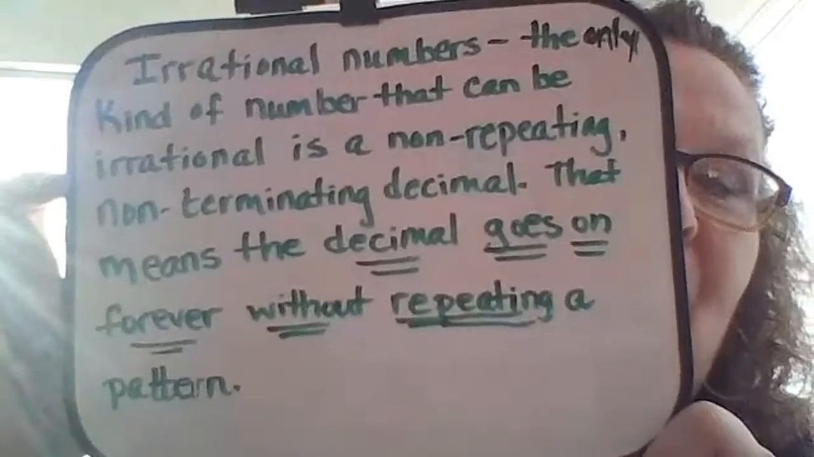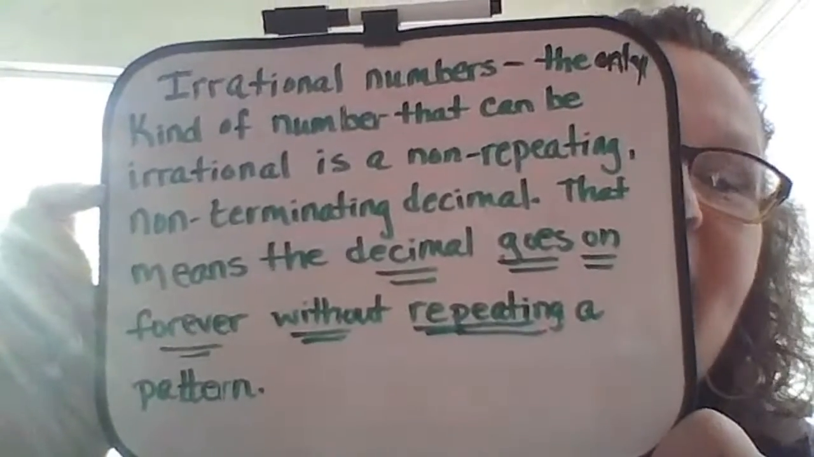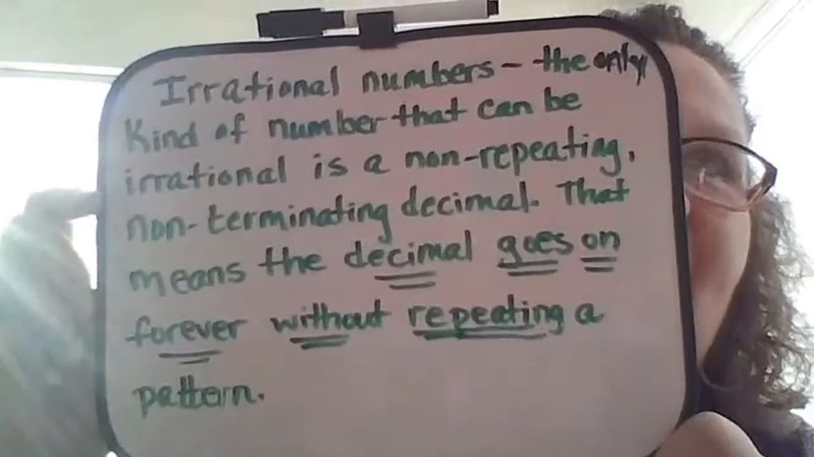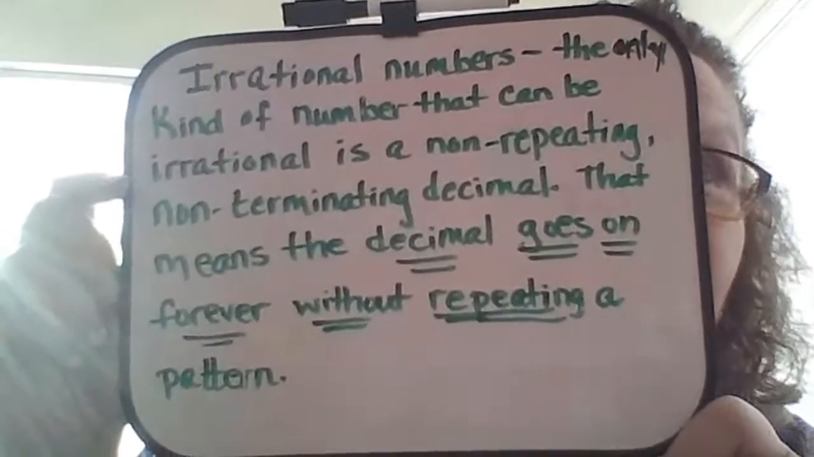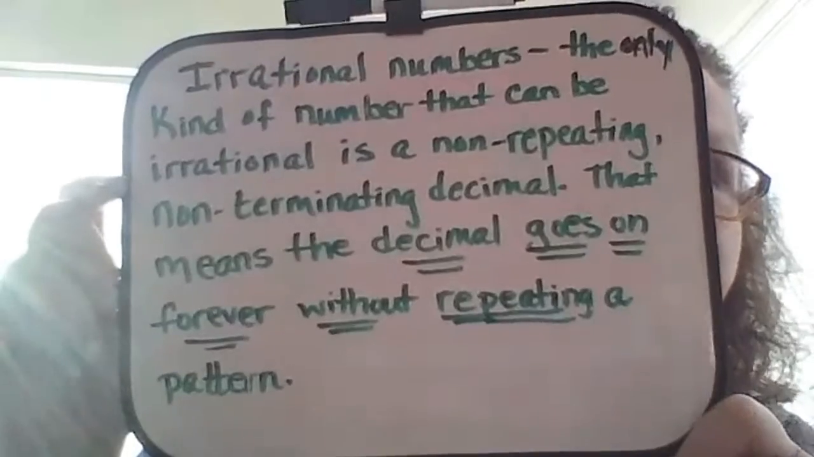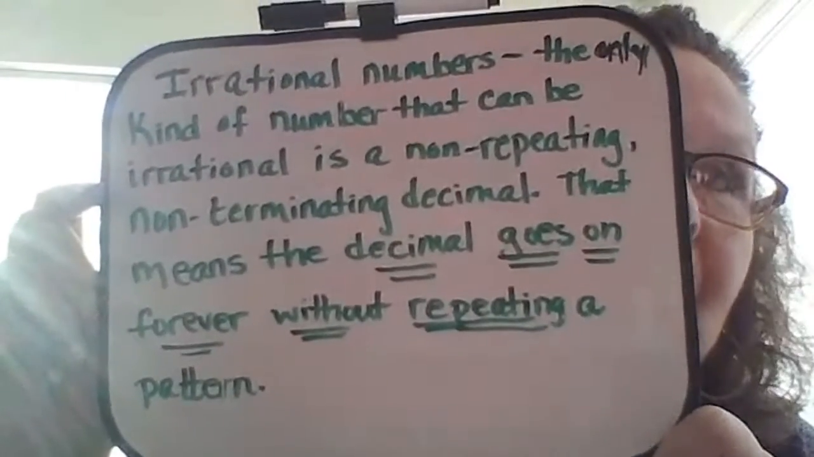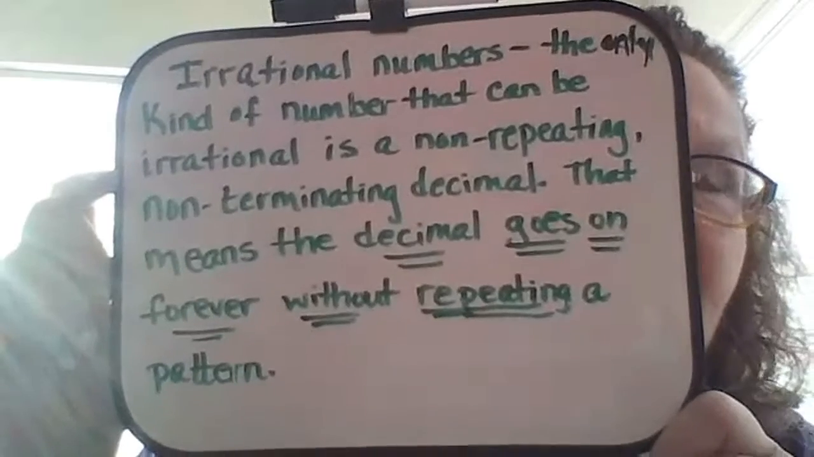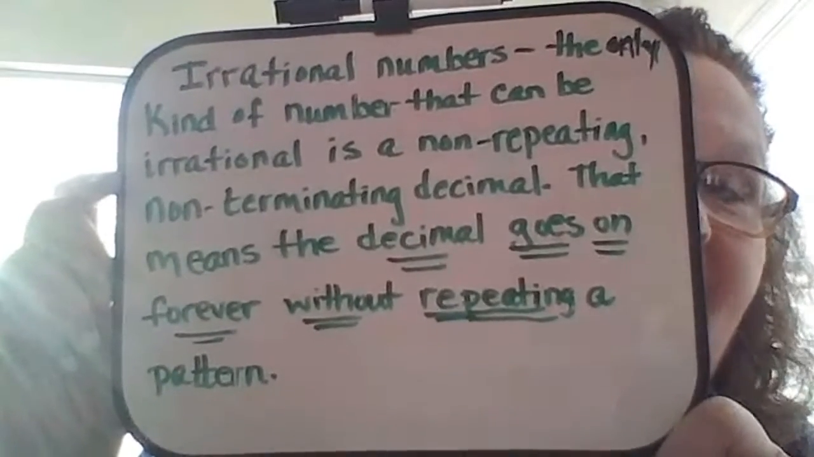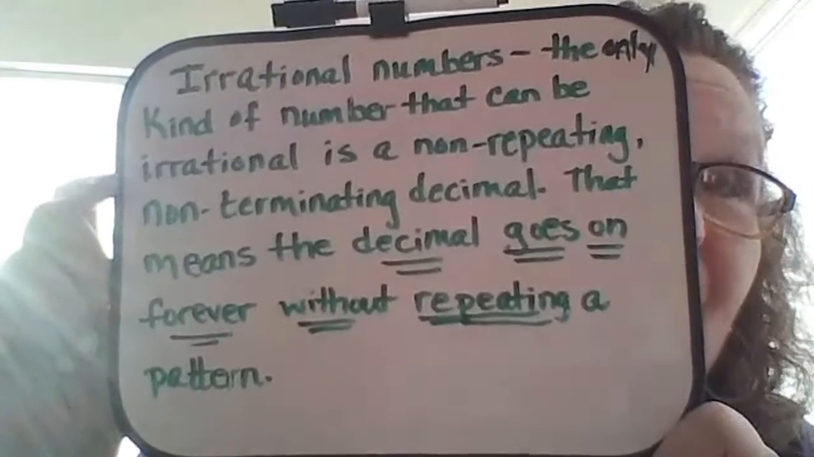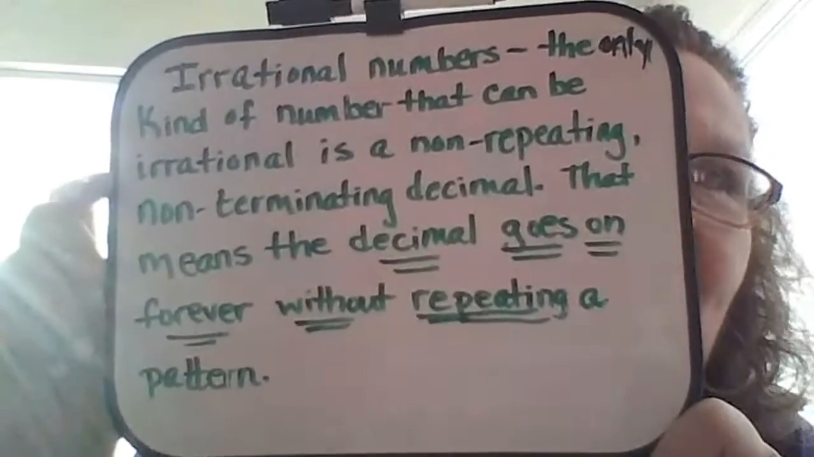The decimal goes on forever without repeating a pattern. That's what irrational is. That's the only thing irrational is. A decimal. Folks, if it's not a decimal number, then it's rational. Because in order to be irrational, it has to be a decimal, first of all. It has to go on forever. So if it's a decimal number that doesn't go on forever, we know it's rational. It has to go on forever. In other words, it has to take up your whole calculator screen. And it can't repeat a pattern.